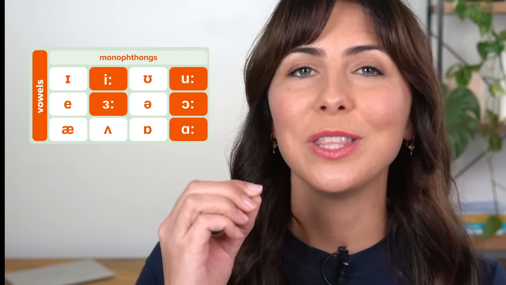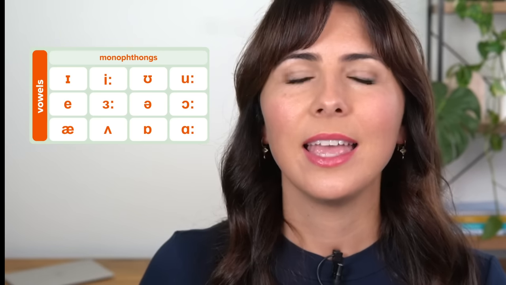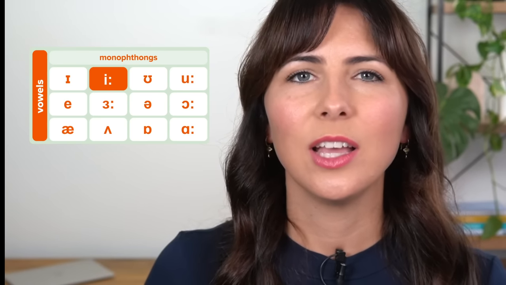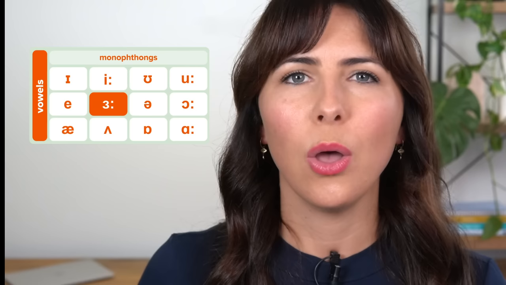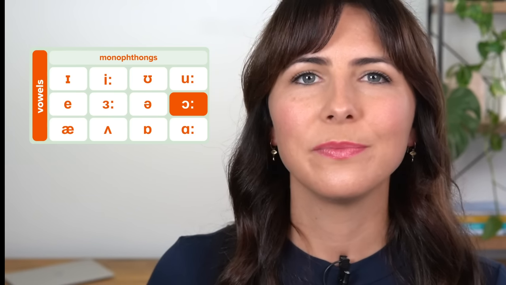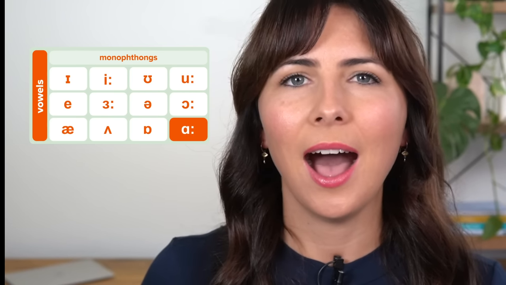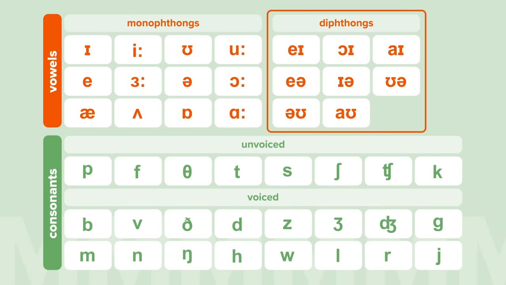So here's a quick tip. The sounds with the two dots are long vowel sounds. E. Oo. Or. Ah.